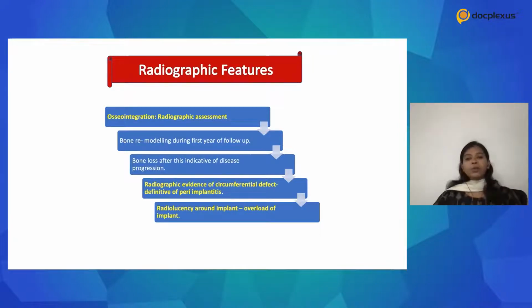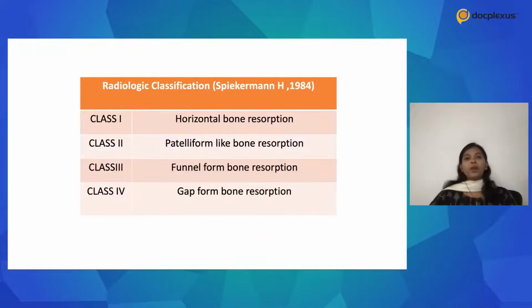Apart from that, radiolucency around the implant will also help us to know that there is an overload of the implant. Radiographic classification can be of 4 classes based on Speakerman's classification. There is class 1, 2, 3, and 4. I'm explaining these classifications because the surgical part of peri-implantitis management is based on them.